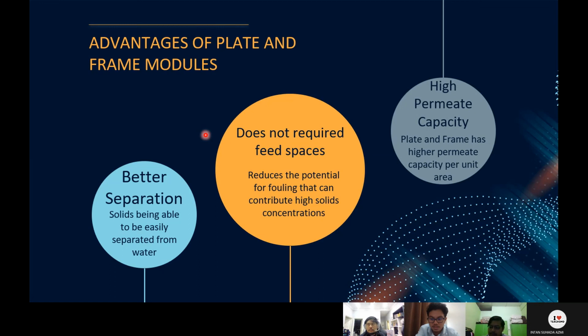First is better separation, with solids easily separated from water. The second is that it does not require much space. Oh no, sorry. This is because the plate and frame module reduces the potential for fouling that can contribute to high solids concentration. And last is high permeate capacity, because a plate and frame installation has a higher permeate capacity per unit of membrane area compared to spiral wound membrane elements. So that's all for the types of equipment for ultrafiltration.